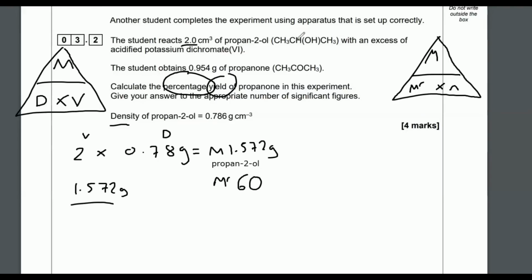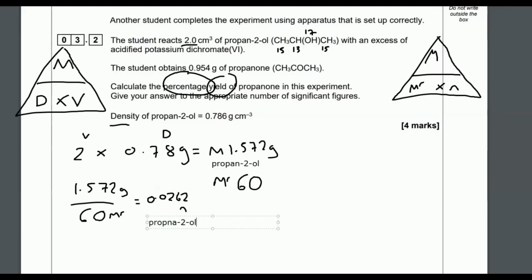Okay, so the MR is 60 because CH3 is 15, CH is 13, CH3 is 15, so that's 30 plus 13 is 43. An H and an O, 16 is O, H is 1, that's 17. Add that together, totals up to be 60. So the MR of propan-2-ol was 60, so I want to do 1.572 divided by 60, and that is going to give me 0.0262 moles. And I've just calculated the moles of propan-2-ol.